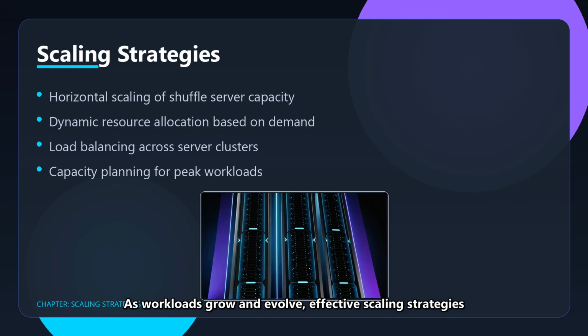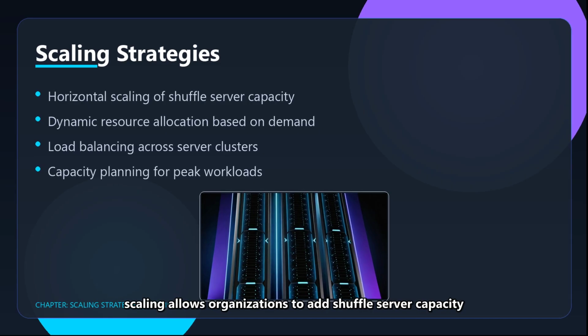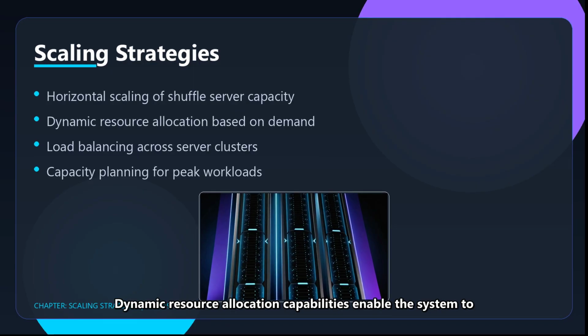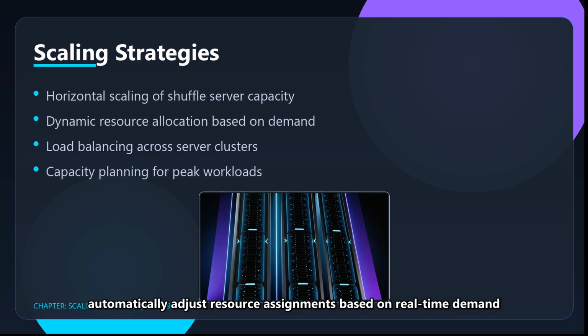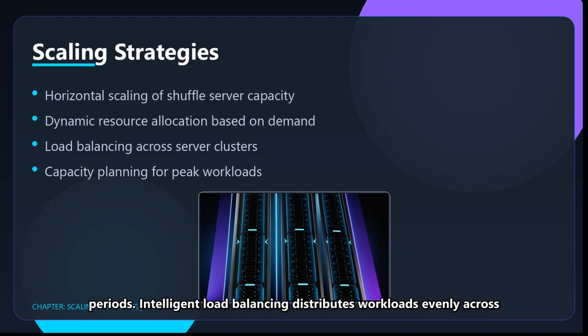As workloads grow and evolve, effective scaling strategies become essential for maintaining Apache Uniffle performance. Horizontal scaling allows organizations to add shuffle server capacity incrementally as demand increases, providing cost-effective growth paths. Dynamic resource allocation capabilities enable the system to automatically adjust resource assignments based on real-time demand patterns, optimizing utilization during both peak and off-peak periods.